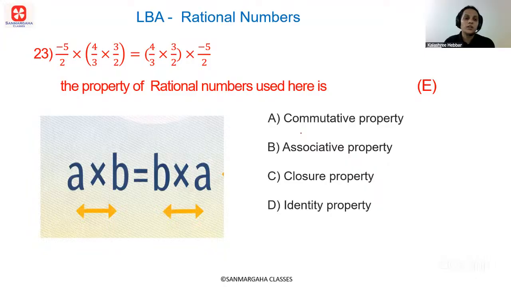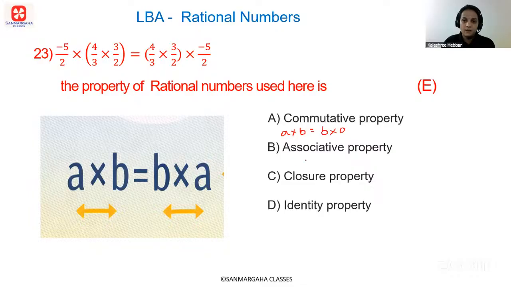Question number 23. Minus 5 by 2 into 4 by 3 into 3 by 2 is equal to 4 by 3 into 3 by 2 into minus 5 by 2. The property of rational numbers used here is: A. Commutative property, B. Associative property, C. Closure property, D. Identity property. Okay. So now, as I said earlier, commutative is nothing but A into B is equal to B into A.